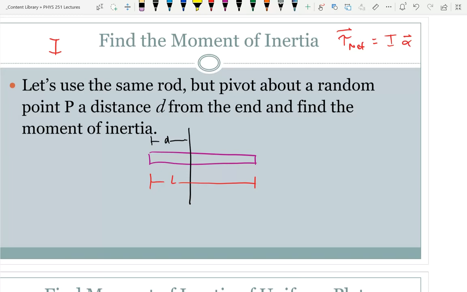So this is the relationship that you asked about. We haven't covered that yet, but we will. The net torque is I alpha. That is the basis of rotational dynamics.